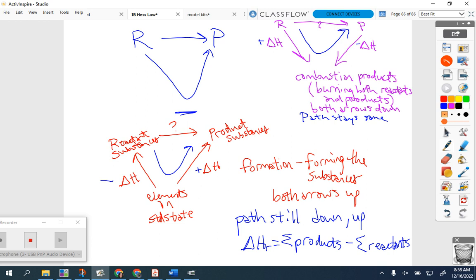All right, so then my delta H of the reaction is going to be the sum of my reactants, which in this case are positive, so I'm adding my reactants, and I'm subtracting the products. Okay?